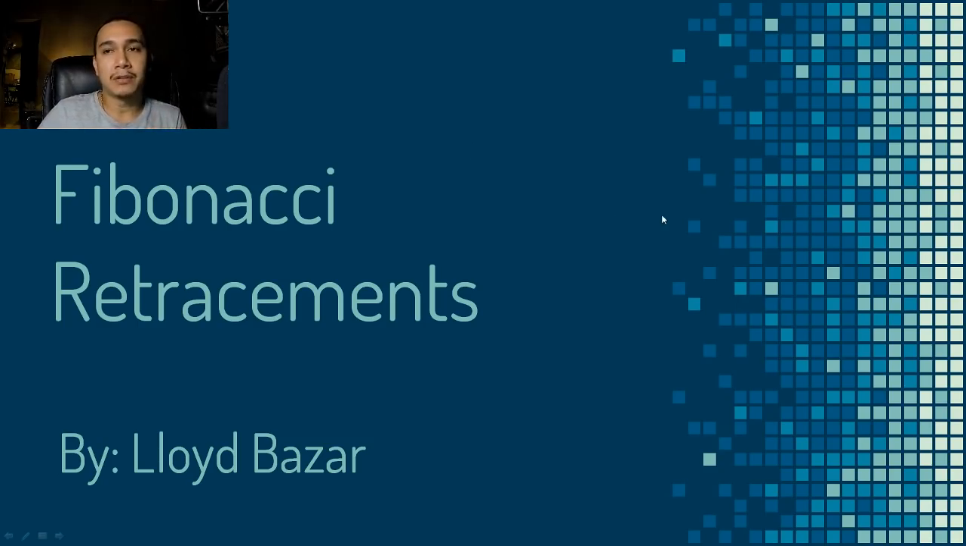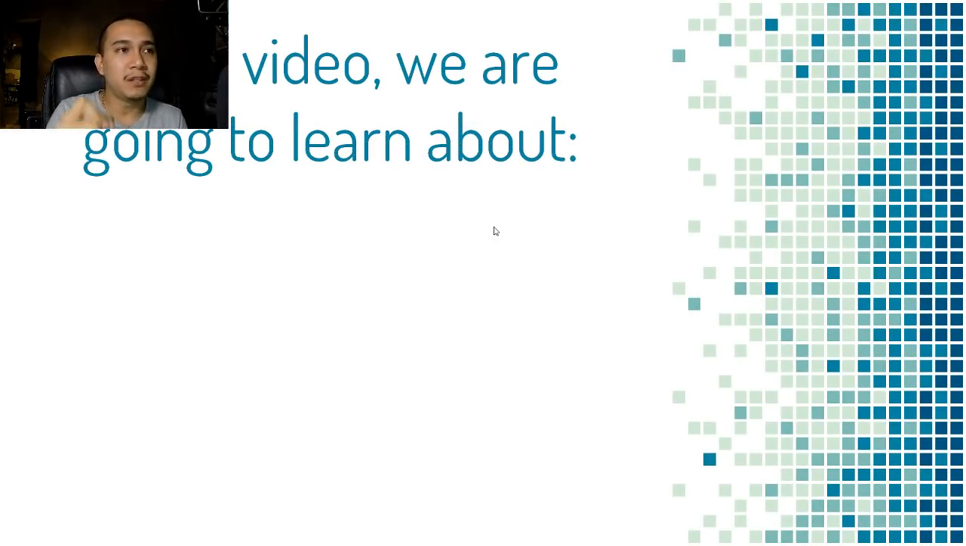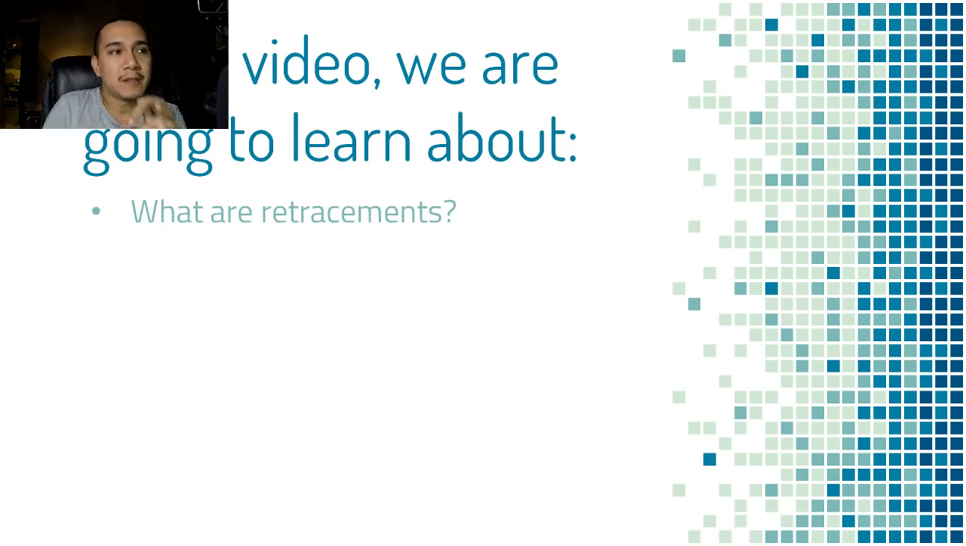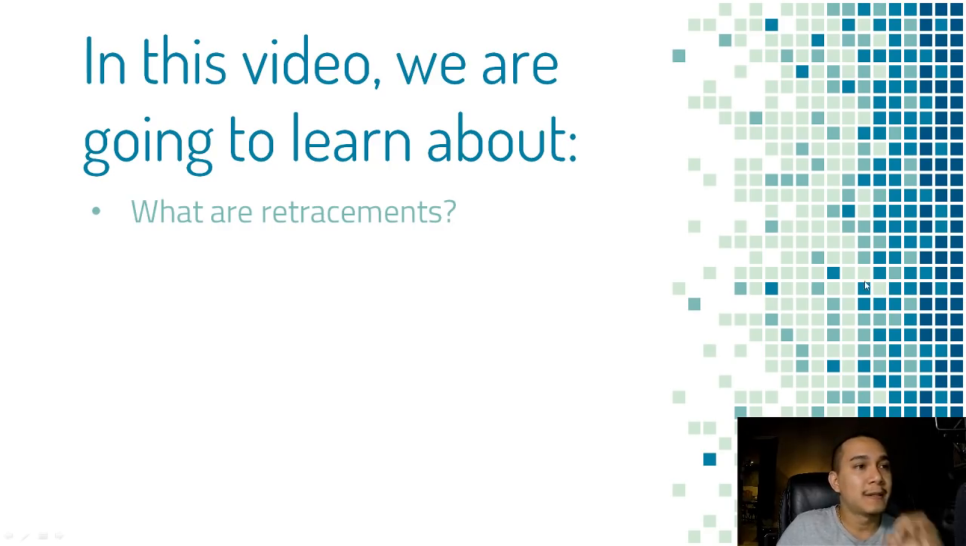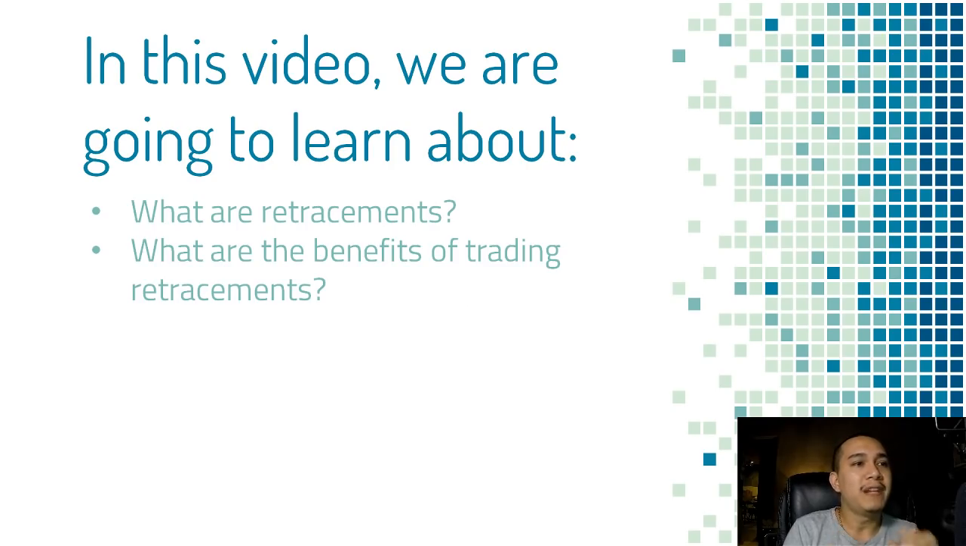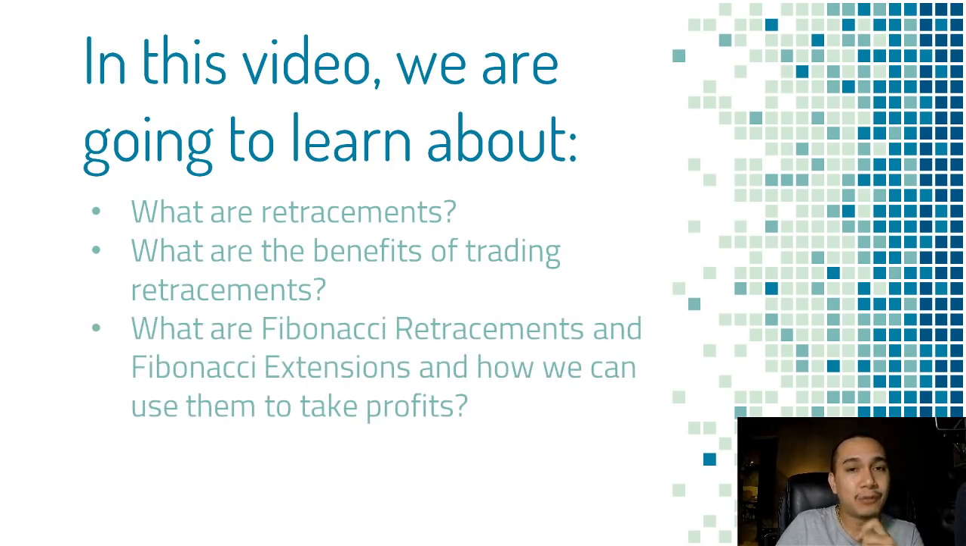So let's start. Fibonacci retracements. In this video, these are the things that we will be learning. Number one is what are retracements. This is very important. Number two is what are the benefits of trading retracements. We have to understand this. Next is what are Fibonacci retracements and Fibonacci extensions and how we can use them to take profits. Taking profits is the favorite subject of a trader, of course. So we will learn also how to take profits using Fibonacci. This is the brother of Fibonacci retracement, Fibonacci extensions. I'm going to teach you how to use that too in a while. So these are the things that we're going to learn in this video.